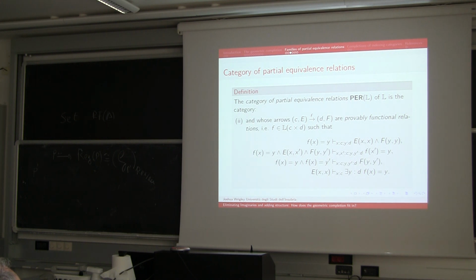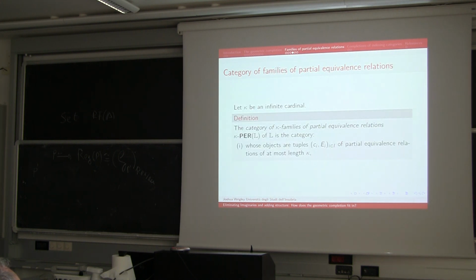Okay, and then when we take any infinite cardinal, we can also consider families of partial equivalence relations. I've written at most length kappa, but really that should be length less than kappa. Anyway, we've got these tuples of partial equivalence relations, and then we want to define provably functional formulas between these.